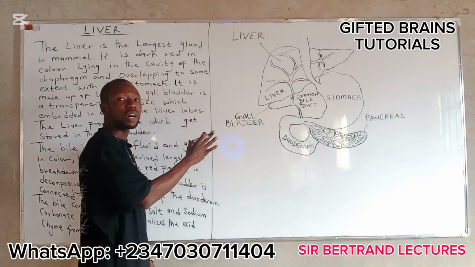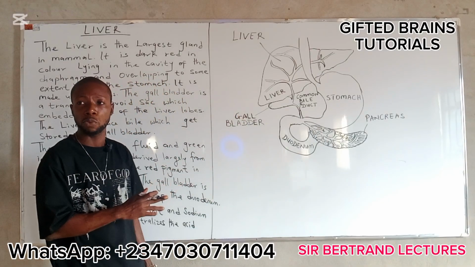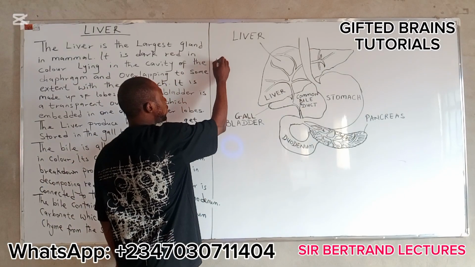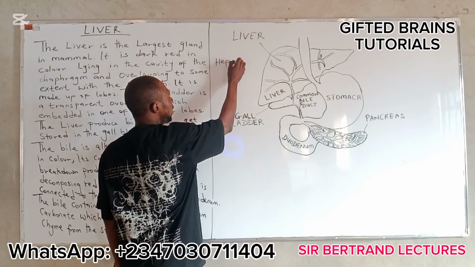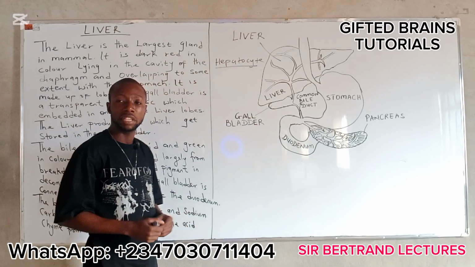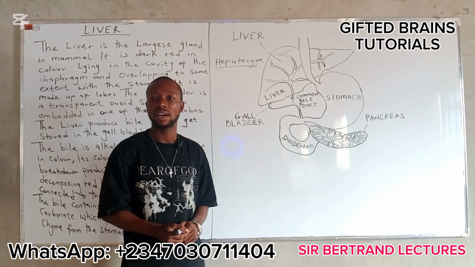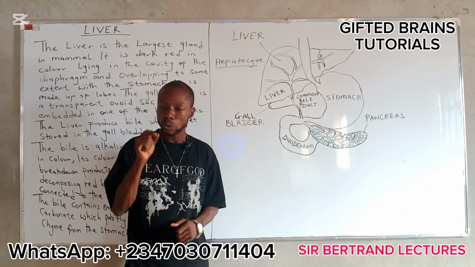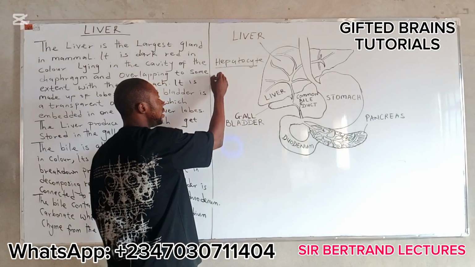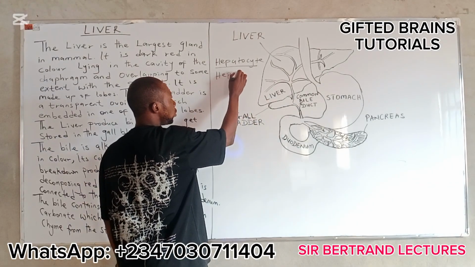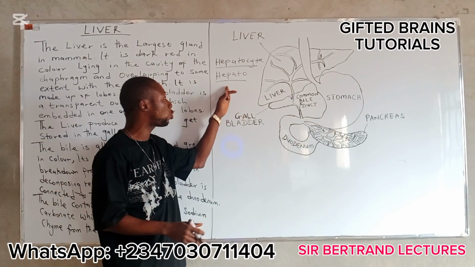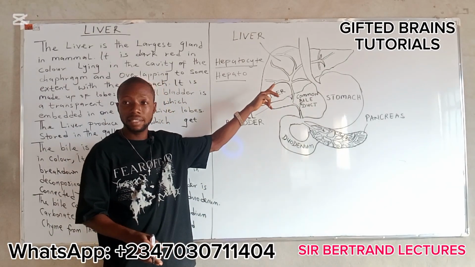We have a special cell in the liver that is responsible for bile production. The cell that produces bile in the liver is known as hepatocytes, and that is one of the key functions of the liver. Do you understand? The medical prefix for liver is hepato. Anytime we hear the word hepato, we are referring to the liver.